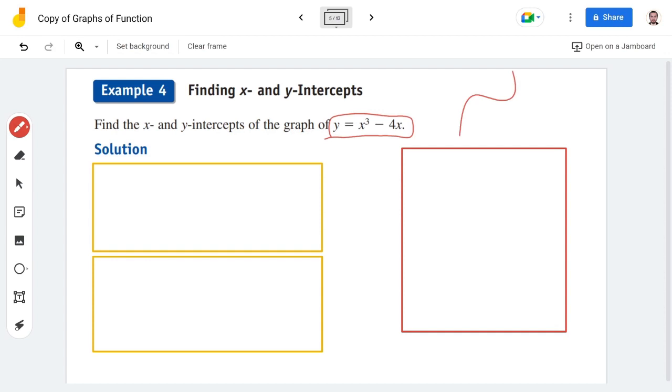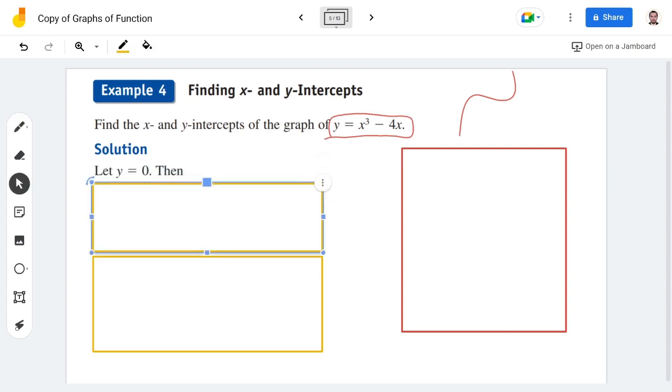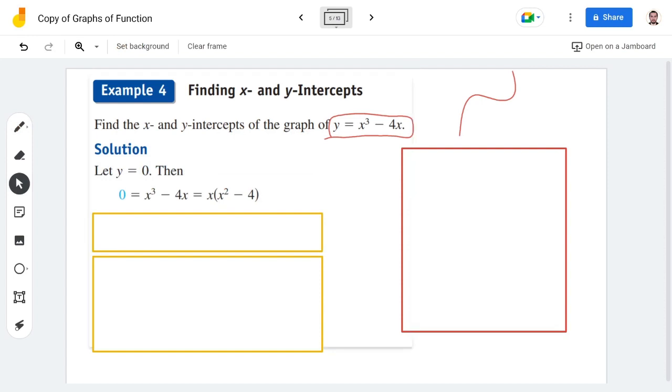Now let's find the x-intercept. To find the x-intercept, what do I have to put? Replace y with 0. So now y is equal to 0, and I just solve the equation easily. As you can see here, y equals 0, which equals all of this. So 0 is equal to x to the power of 3 minus 4x.